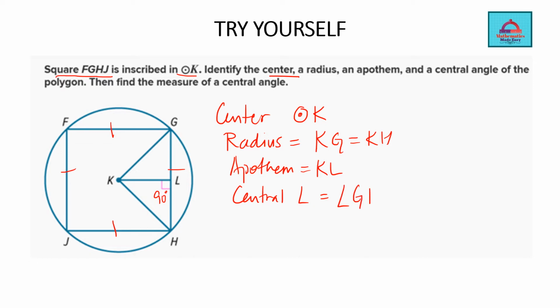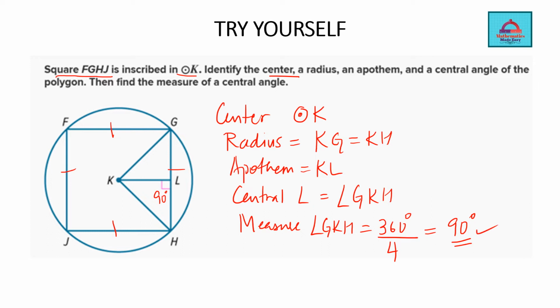Angle GKH. Now the measure of the central angle, how will you get it? 360 degrees divided by n. n is how much here? There are 4 sides, so we'll divide by 4. So each measure is 90 degrees, and that you already know, that being a square, each angle is 90. Here also, when you divide by 4, this angle comes out to be 90. So this is the measure of the central angle.